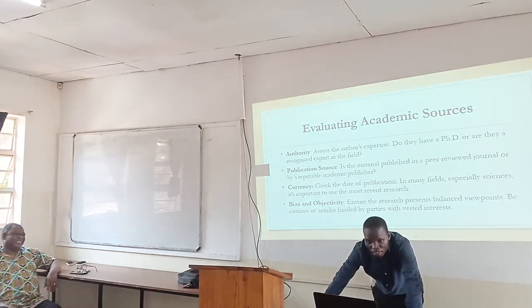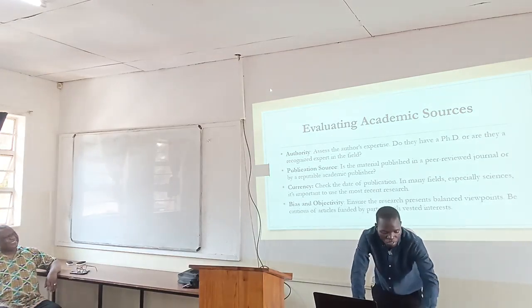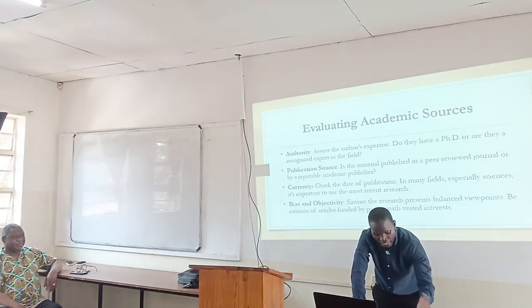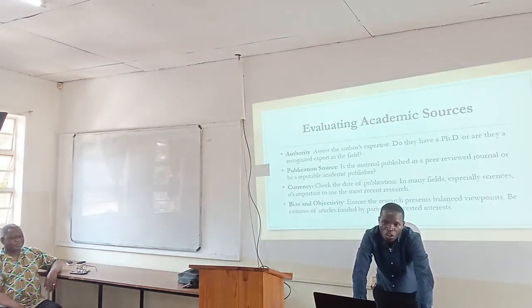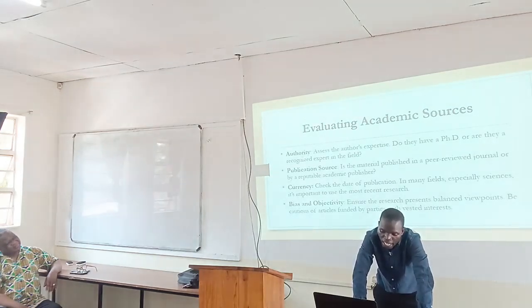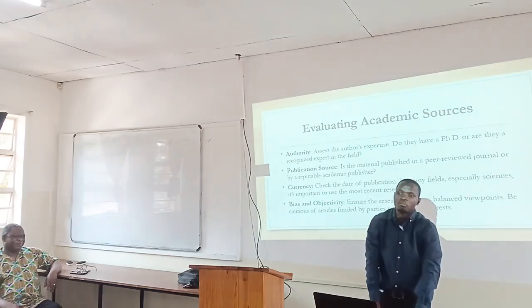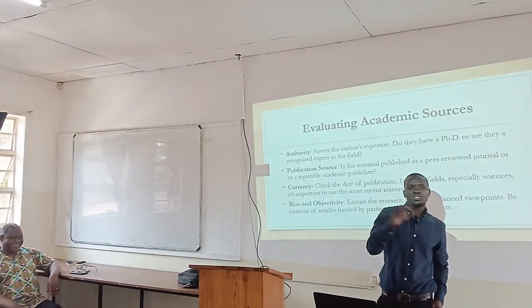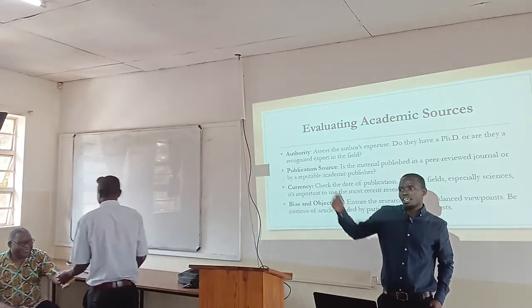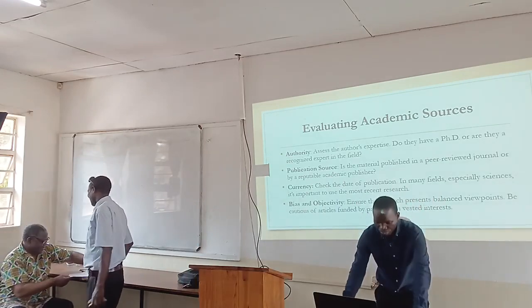So now, after knowing how to search information, we have the information at hand. How can we evaluate the credibility of the information that we have at hand? One is authority. After gathering that information, to know the validity or credibility of that information, you can assess the author's expertise. Do they have a PhD or are they a recognized expert in that field? For example, you find out someone is writing about social work, but if he or she has studied ECD, you can trace that this information is not trustworthy because that author is not from that particular field.